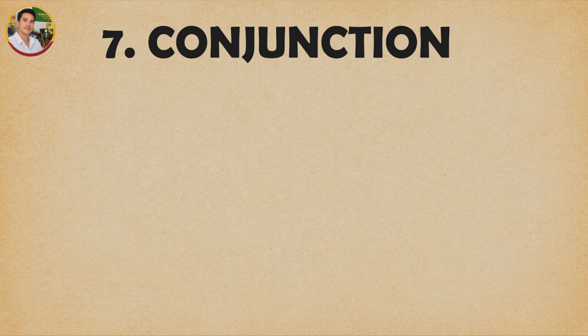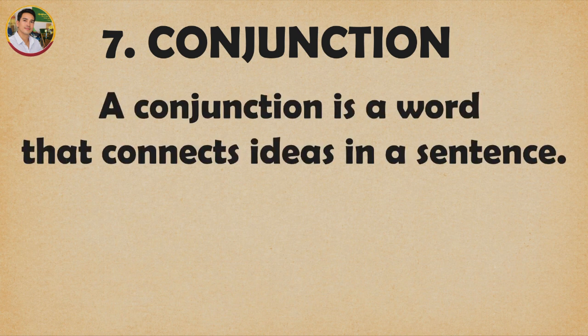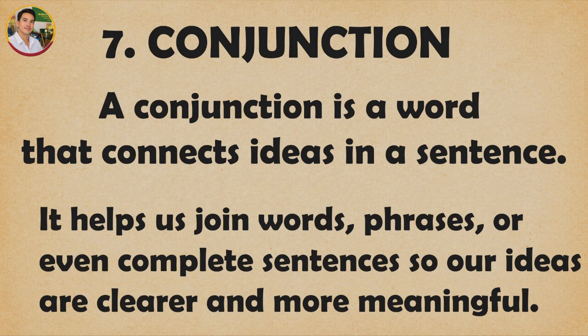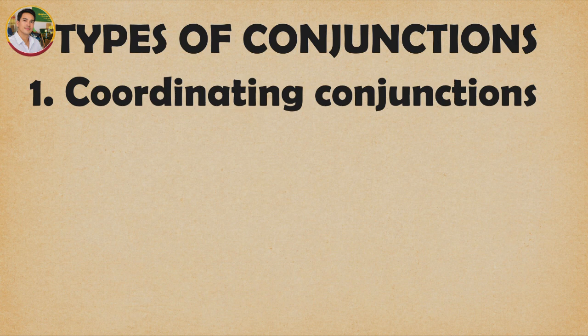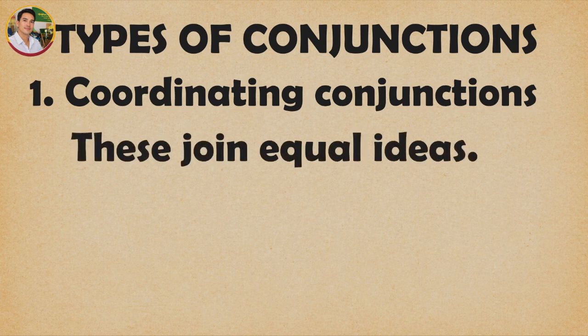Next, everyone, what is a conjunction in English? A conjunction is a word that connects ideas in a sentence. It helps us join words, phrases, or even complete sentences so our ideas are clearer and more meaningful. First, let us look at coordinating conjunctions.